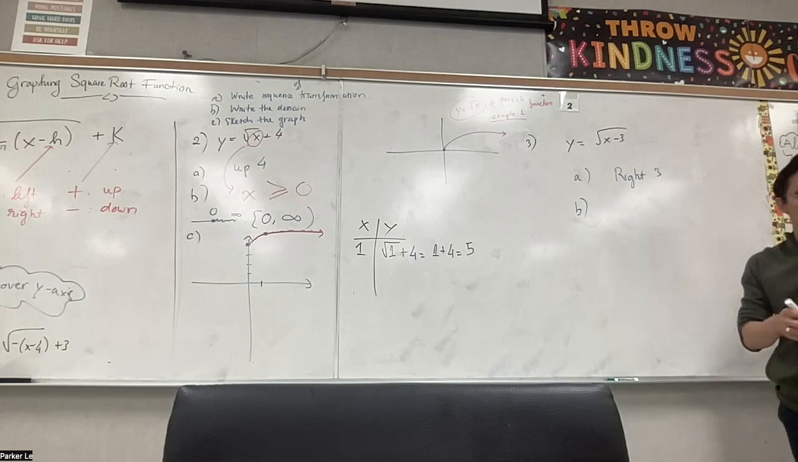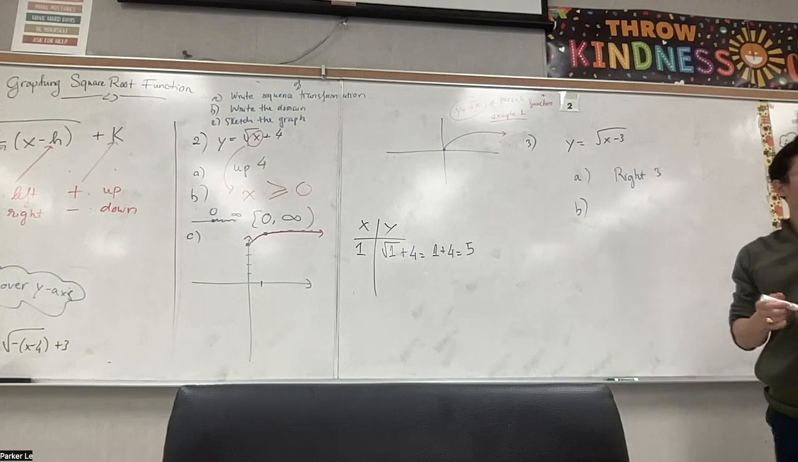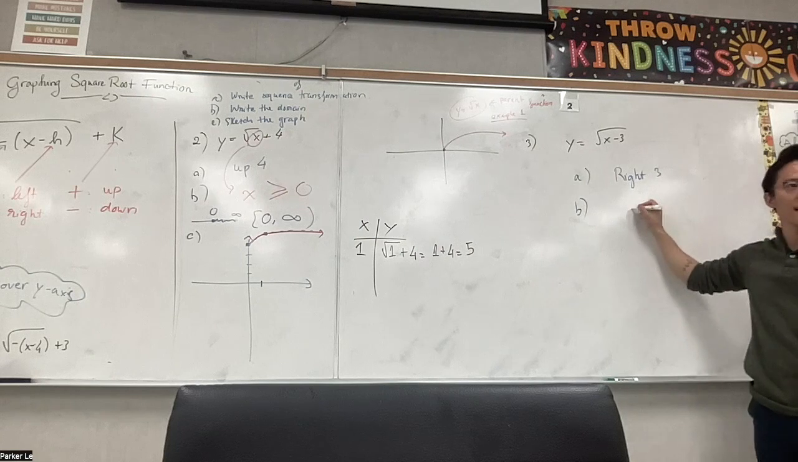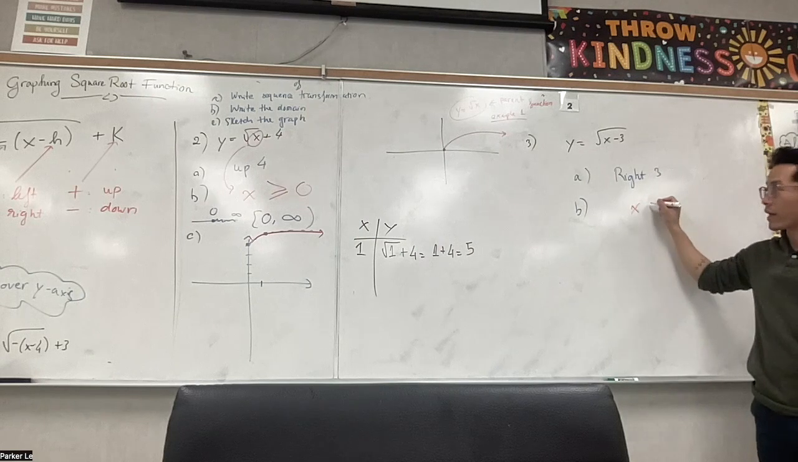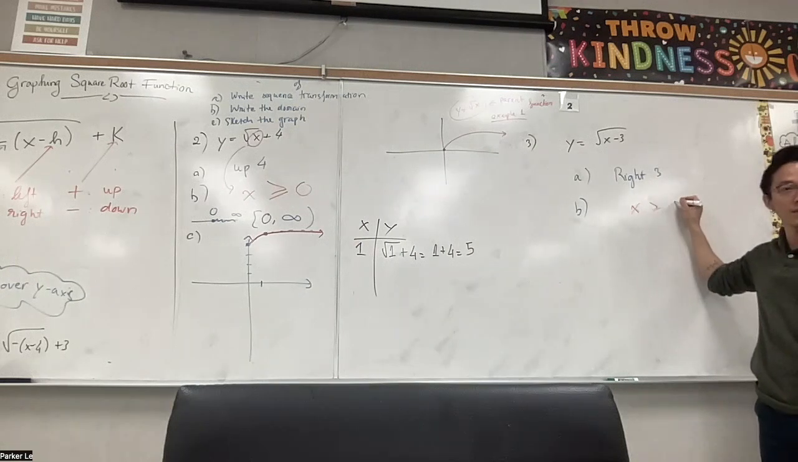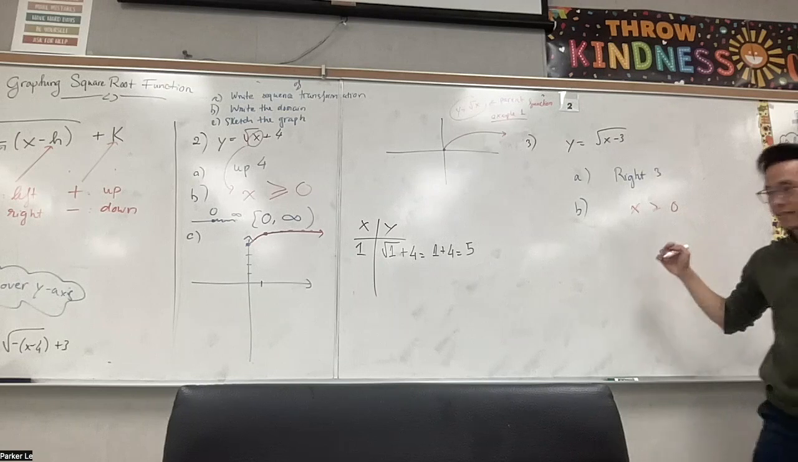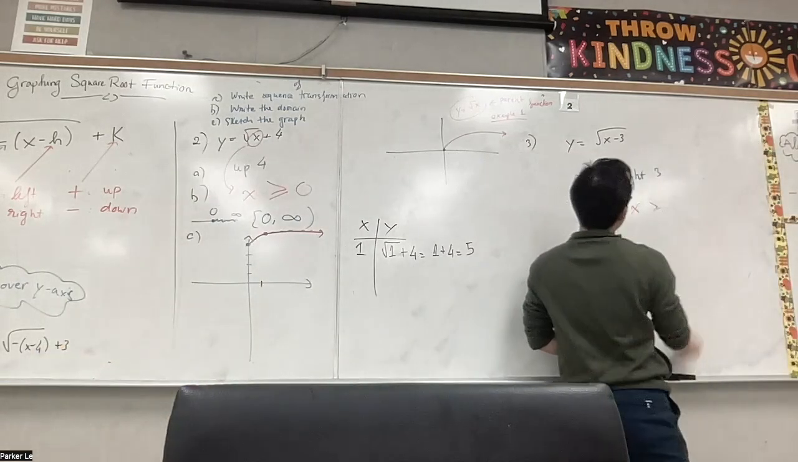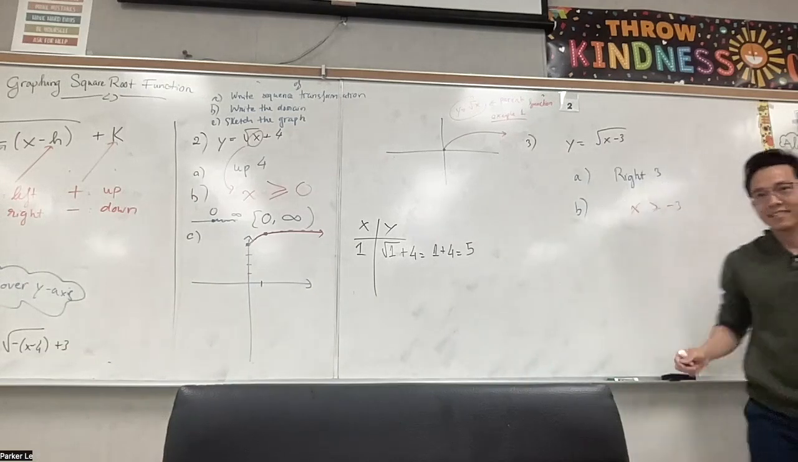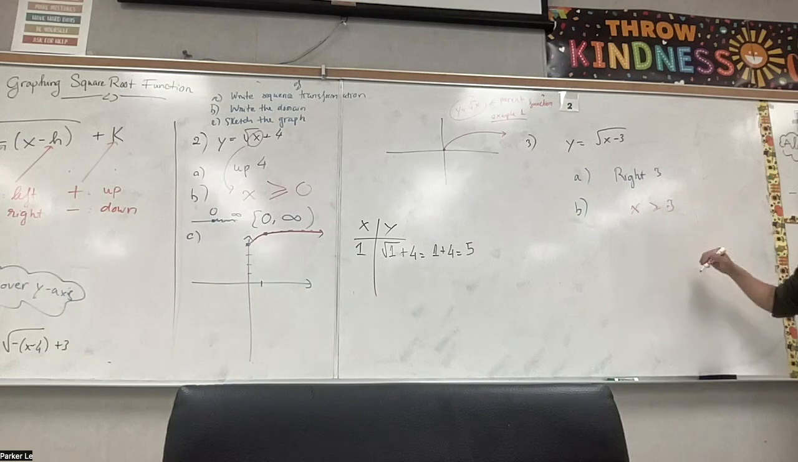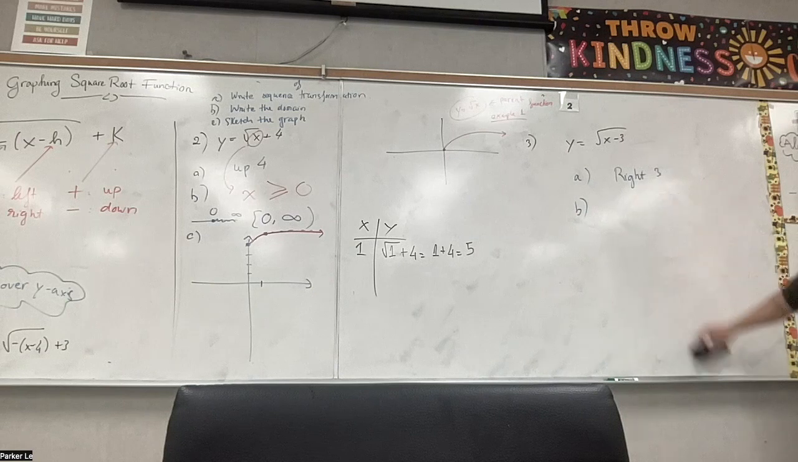Now what is the domain? One point for who can find the domain. Tell me what to write. X is greater than or equal to 0. Do you agree? It is 3. Who said 3? Hayden? It is 3, so one point for Hayden. Why is it 3?